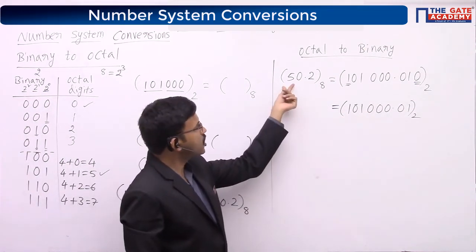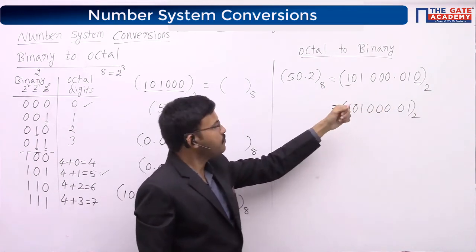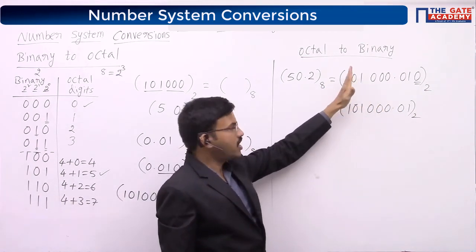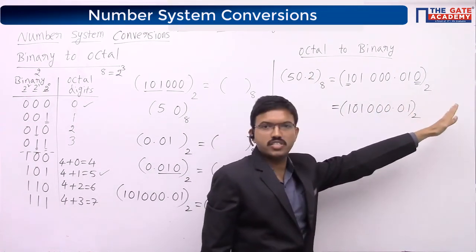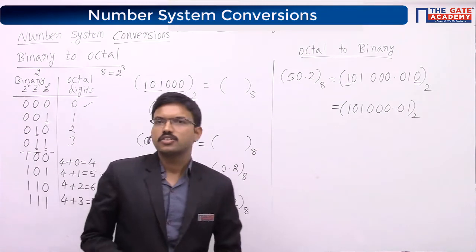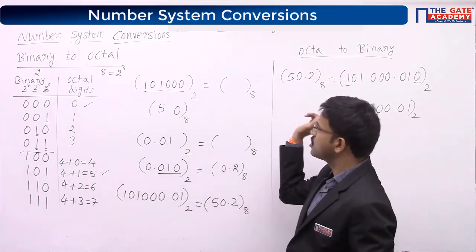First we'll represent each octal digit with 3 bits, and then for the integer part, if I am having leftmost side zeros, I will remove them. Similarly, for the fractional part, if rightmost side zeros are there, I will remove them. So this is regarding binary to octal and octal to binary.